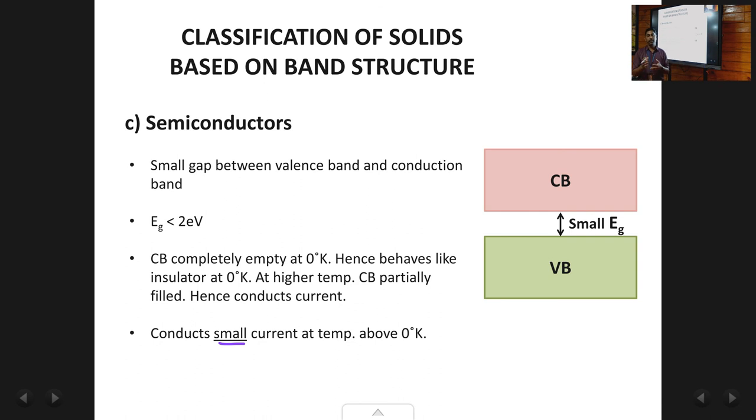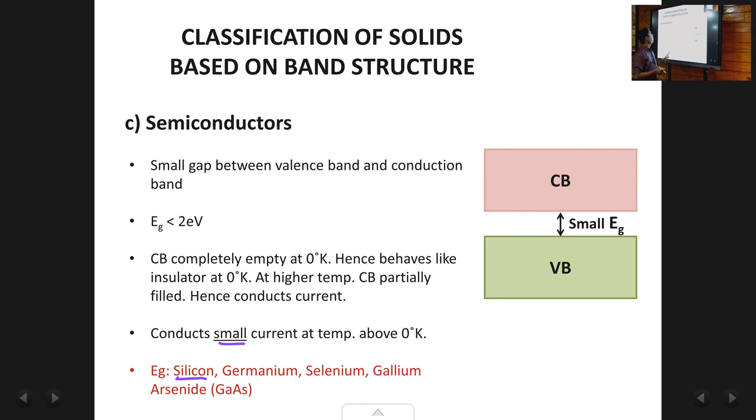Conductors, I told you, the current range is in terms of amperes, whereas for semiconductors, the current range is in terms of milliamperes. And examples of semiconductors are silicon, germanium, selenium, gallium arsenide. Okay, these are some common examples. And the most commonly used semiconductor material for making most of our semiconductor devices is silicon. Okay, germanium is also used, but less commonly. So all the integrated circuits, diodes, transistors, mostly they are made of silicon.